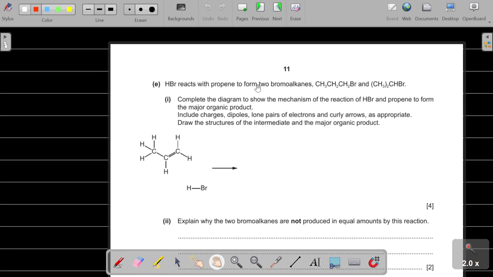So HBr reacts with propene to form a bromoalkane, and this is secondary or tertiary. Complete a diagram to show the mechanism of the reaction of HBr with propene to form the major organic product. Okay, so now we have an alkene. Alkene means there's a double bond and the electron density of pi electrons is higher. And what about this?